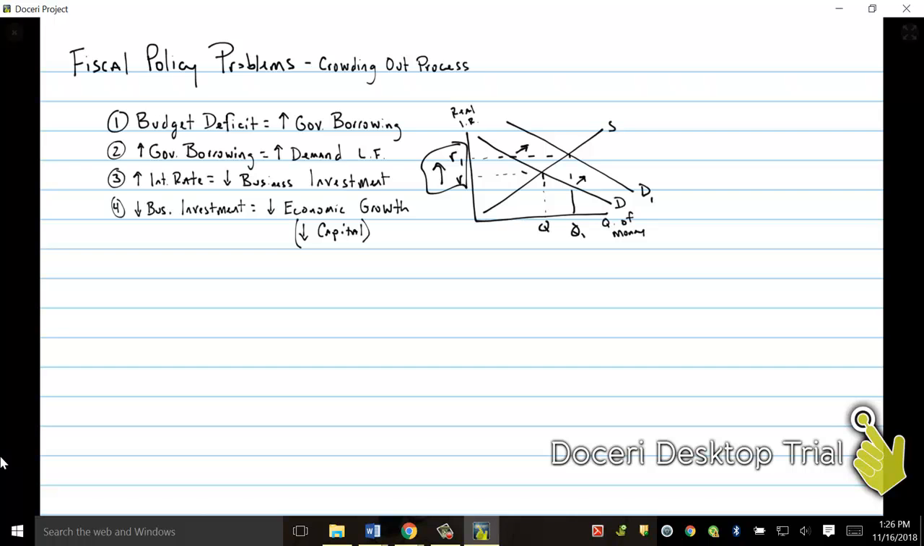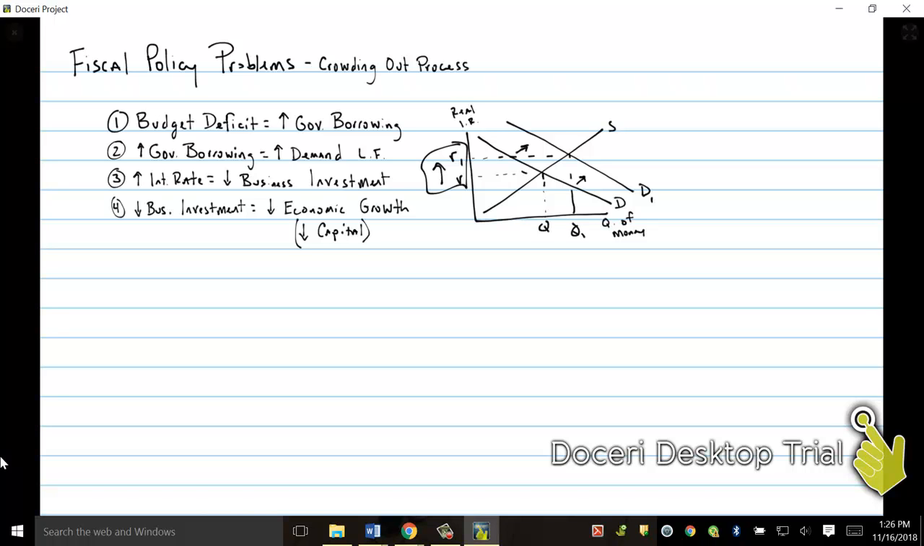Okay? And our fourth and final step is really where the problem lies. When businesses are not spending money on investment because interest rates are too high, then that means that our economy is not going to grow at the rate that we want it to grow. Because remember, economic growth is measured by an increase in land, labor, capital. Well, in this scenario, when businesses are spending less on investment, we're going to end up with less capital in our economy, which is then going to decrease the growth rate that our economy is experiencing.